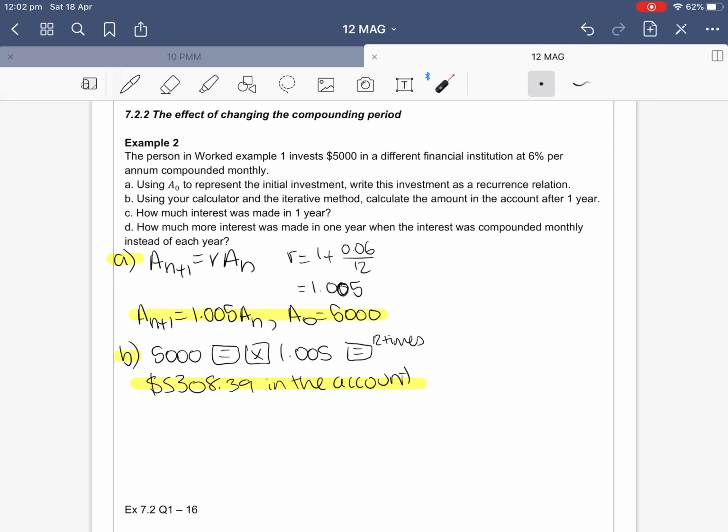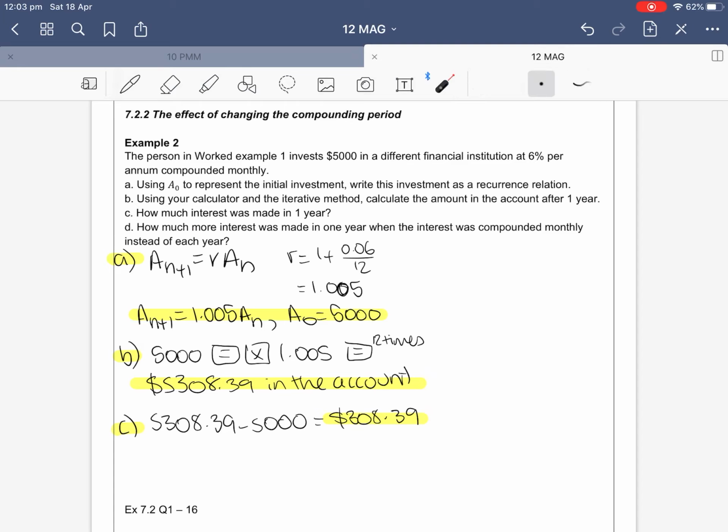Thank you for that. So how much interest was made in 1 year? That one's nice and simple. We're just now going to take this value, minus it from the initial value so we can see how much money we've made in interest. So let's go 5308.39 minus 5,000 is 308.39. Okay, so that's how much interest that we've made in the first year, which is really nice. It's free money. Woo.